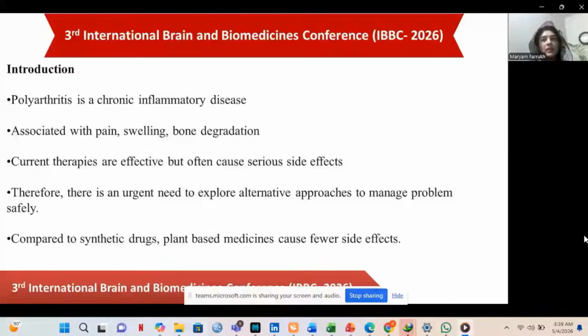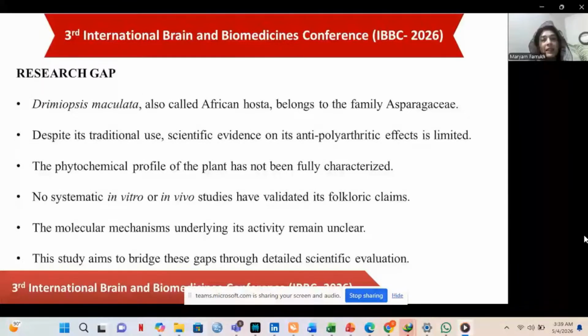Research gap. The plant of the study is Termiopsis musculata, which is also called African costa, and belongs to the family Asteraceae. Despite its traditional use, scientific evidence on its anti-inflammatory, anti-polyarthritic effects is limited. The phytochemical profile of the plant has not been fully characterized. No systematic in vitro and in vivo studies have validated its folkloric use. The molecular mechanism underlying its activity is still unclear. The study aimed to bridge these gaps through detailed scientific and molecular evidence. Aim of the study.